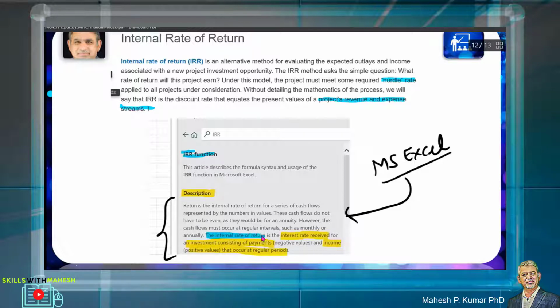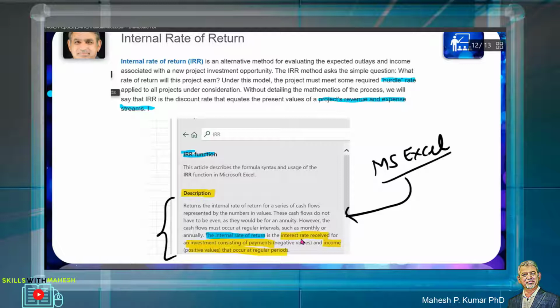Sometimes students were telling me, Mukesh, internal rate of return, I understand, but it is not making sense. And I thought, okay, let us discover how Microsoft Excel defines it. And that is actually the answer. Microsoft is a big company, so they have defined it.